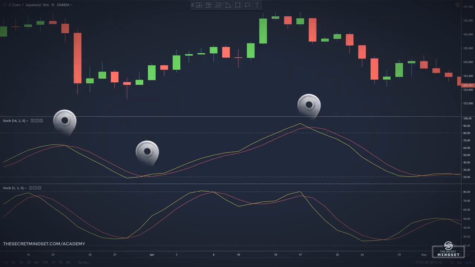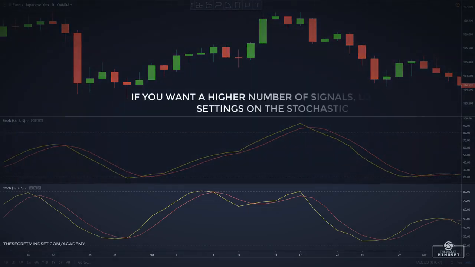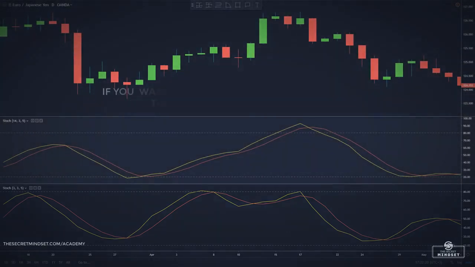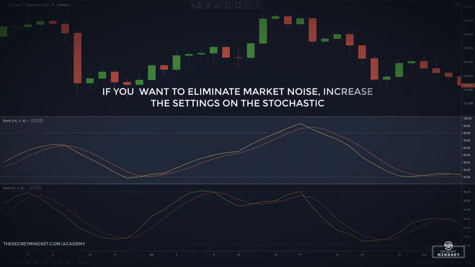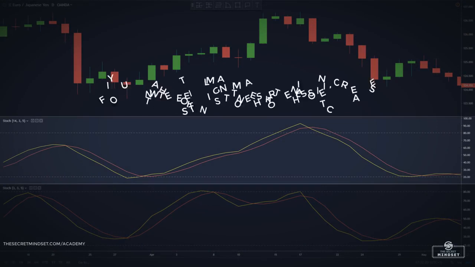If you want a higher number of signals when you trend trade, then lower settings on the stochastic will suit you. If you are a swing trader or a position trader and want to eliminate market noise, then higher settings on the stochastic will help you to do that.